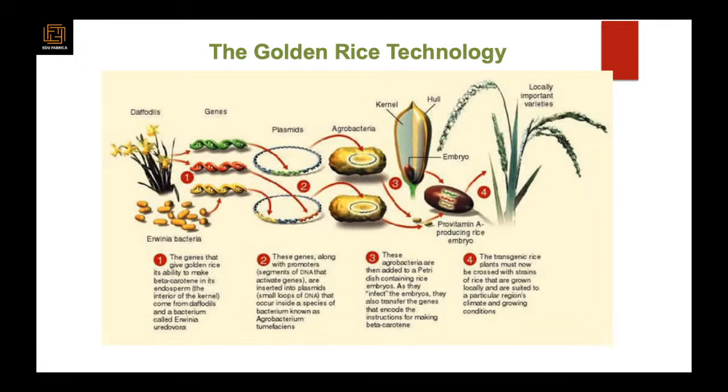Then production of golden rice technology. In this case, Erwinia bacteria and daffodils, both bacteria and plants, are used to create new species. These genes along with the promoters are inserted into plasmids. Both plasmids are inserted into a new species of bacterium known as Agrobacterium tumefaciens. These agrobacteria are then added to a petri dish containing rice embryos. As they infect the embryos, they transfer the genes that encode the instructions for making beta carotene. Then pro-vitamin A producing rice embryos are produced, which can lead to the production of locally important varieties with vitamin A exceeding rice. These are called golden rice, very famous in the Green Revolution.